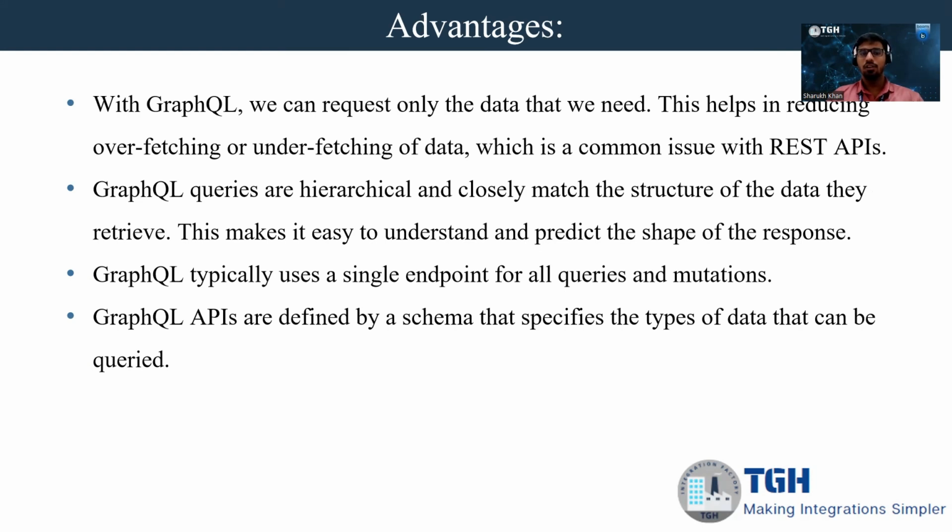In GraphQL, queries are hierarchical and closely match the structure of the data they retrieve. This makes it easy to understand and predict the shape of the response. GraphQL typically uses a single endpoint for all the queries and mutations, and GraphQL APIs are defined by a schema that specifies the types of data that can be queried.